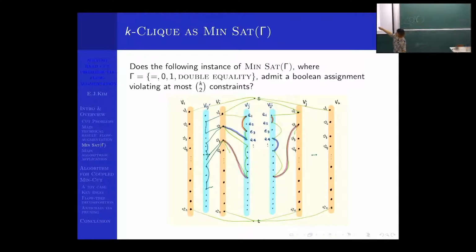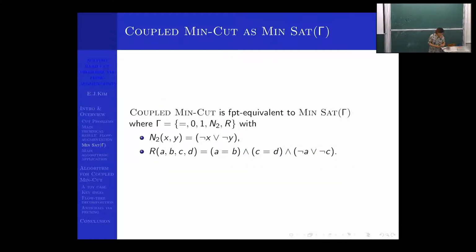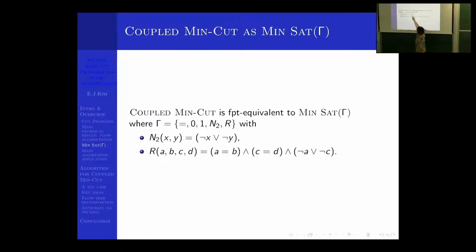So when you allow one additional relation, this means that gamma could emulate some hard problem, a W1-hard problem. W1-hard means that it's unlikely to have an FPT algorithm. Okay, so I remarked that coupled min cut can also be emulated as a min set gamma where you have some special relations.